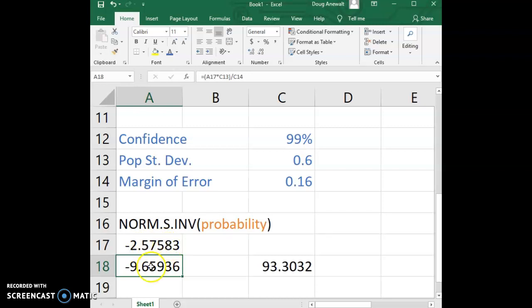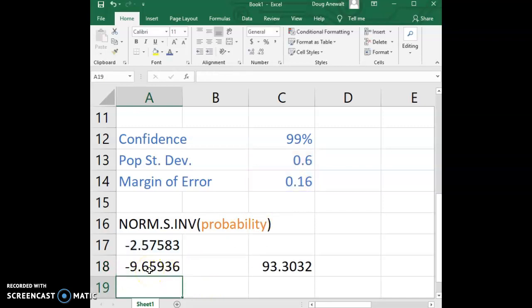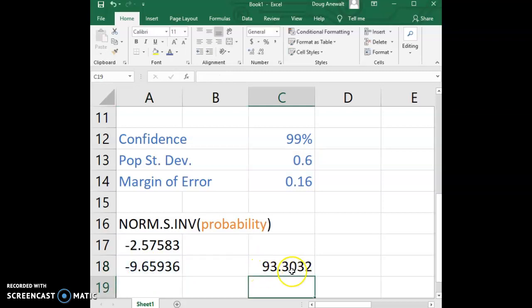Now using that formula for the minimum sample size, the formula said to take that critical value, multiply it by the population standard deviation, and take that entire result and divide it by the margin of error. Then that result should be squared. So taking that answer, I'm going to square it. And this here is the minimum sample size needed to create the confidence interval that I want with the given level of confidence and the given margin of error.